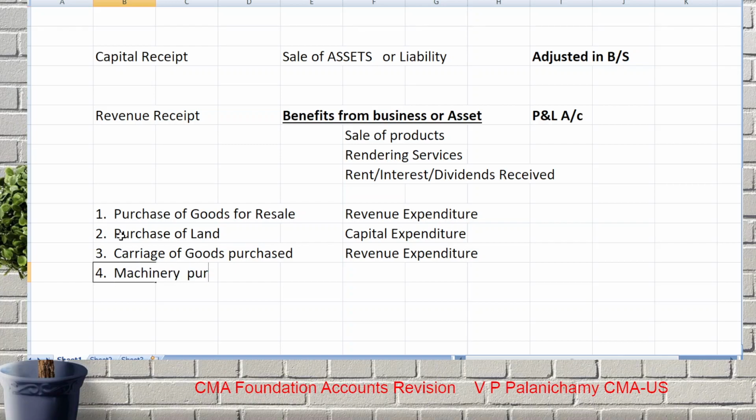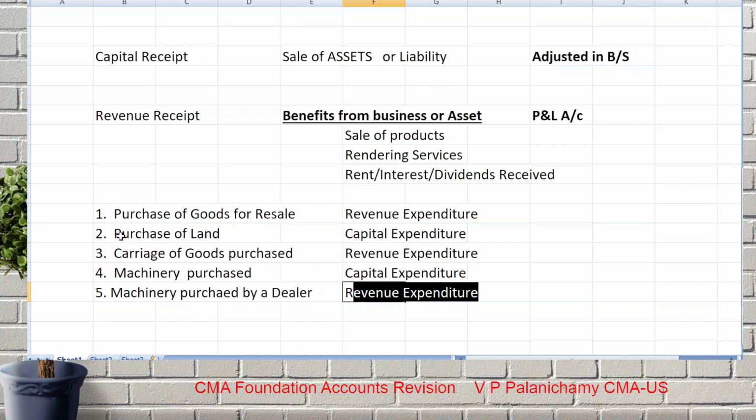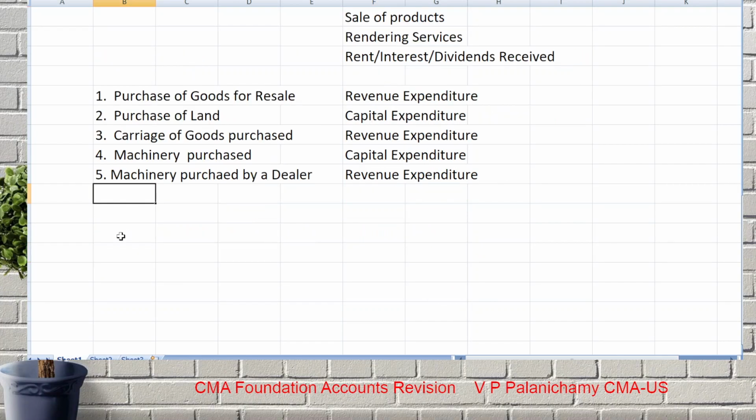Machinery purchased by a dealer. அவனோட பிசினஸே வந்து purchasing and selling machinery. Now I'm starting a showroom to sell the machine. My business is buying and selling the machine. Upon that will become what? Revenue expenditure.